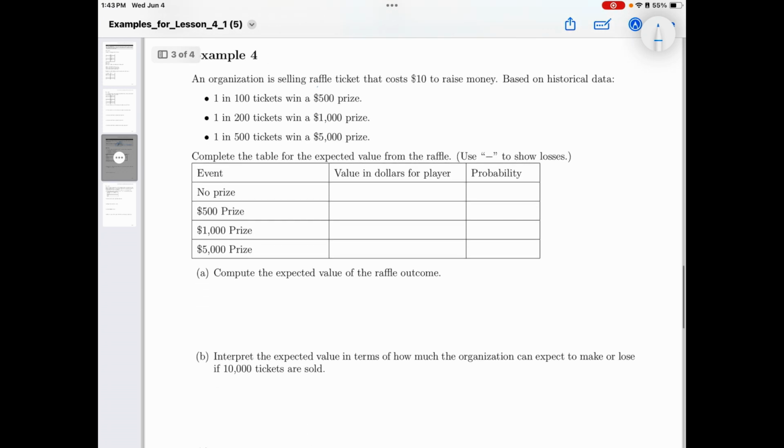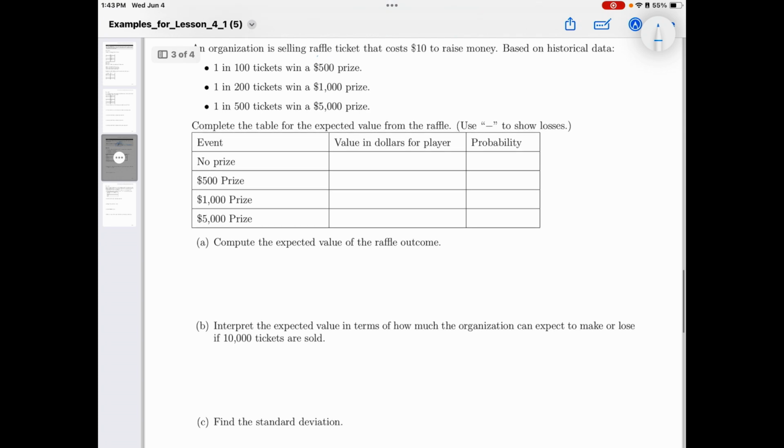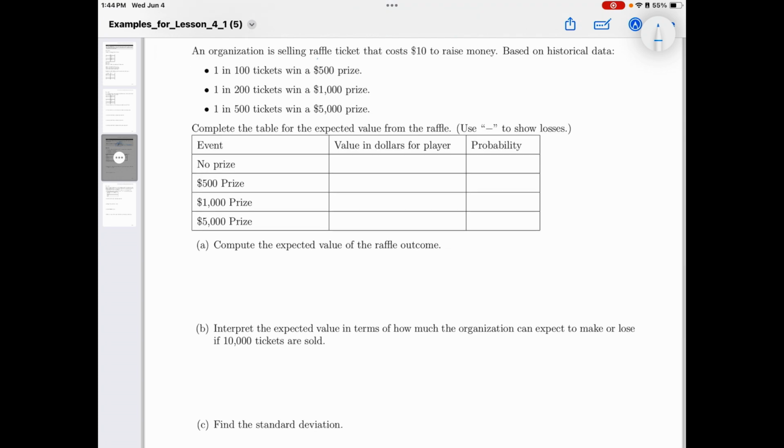Okay, looking at example 4, it says an organization is selling raffle tickets that cost $10 to raise money. Based on historical data, 1 in 100 tickets win a $500 prize, 1 in 200 tickets win a $1,000 prize, and 1 in 500 tickets win a $5,000 prize. When we're calculating expected value, it's really a good idea to organize the information in a chart. It makes it a lot easier.